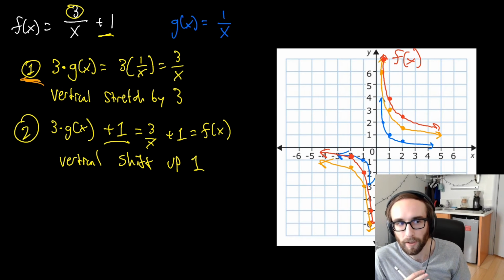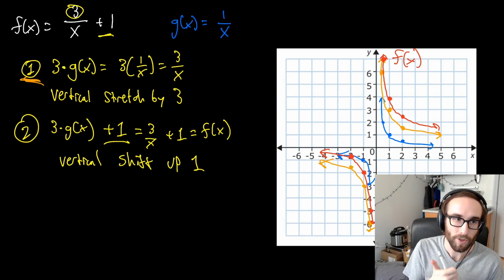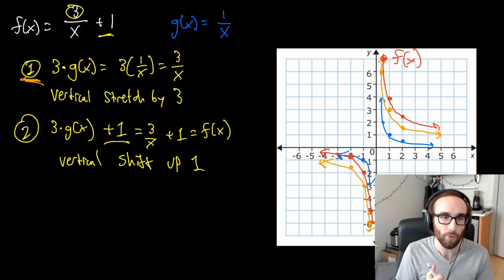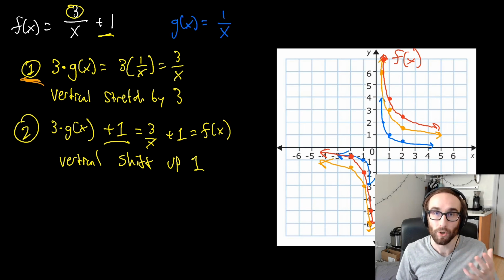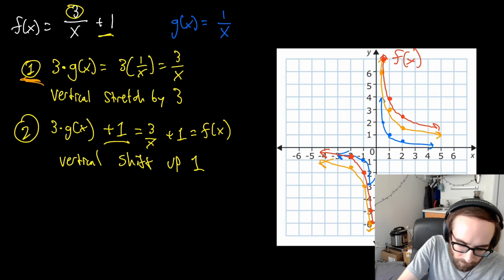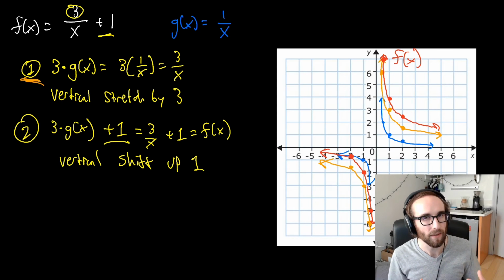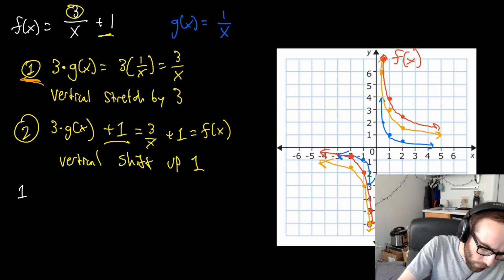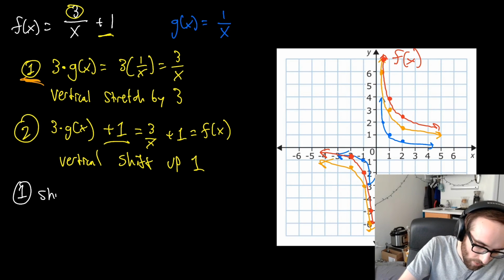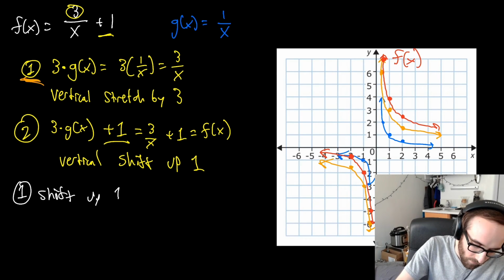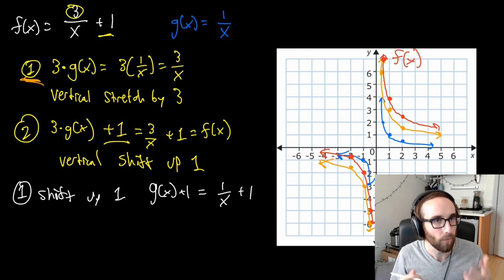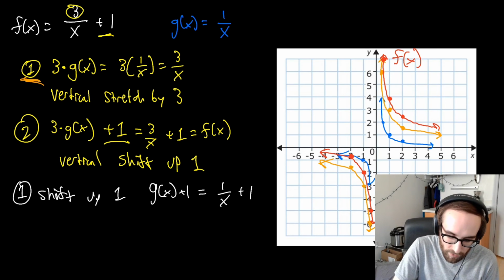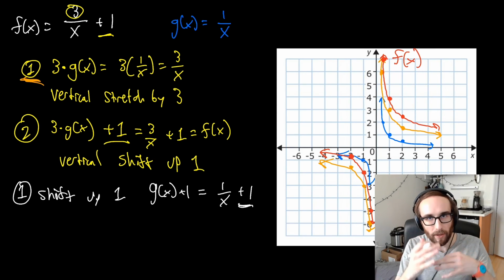So here the order, again, does matter. We first applied a vertical stretch by 3, we multiplied the output by 3, and then we added 1 to that output. So both of these are vertical transformations, you might notice. I want to take a quick look at what happens if we did the opposite order. So if we decided to first shift up 1, then we would have g of x plus 1, which gives us 1 over x plus 1. Okay, great. We know that we end up with a plus 1, so that's a start. We could start by shifting everything up by 1.